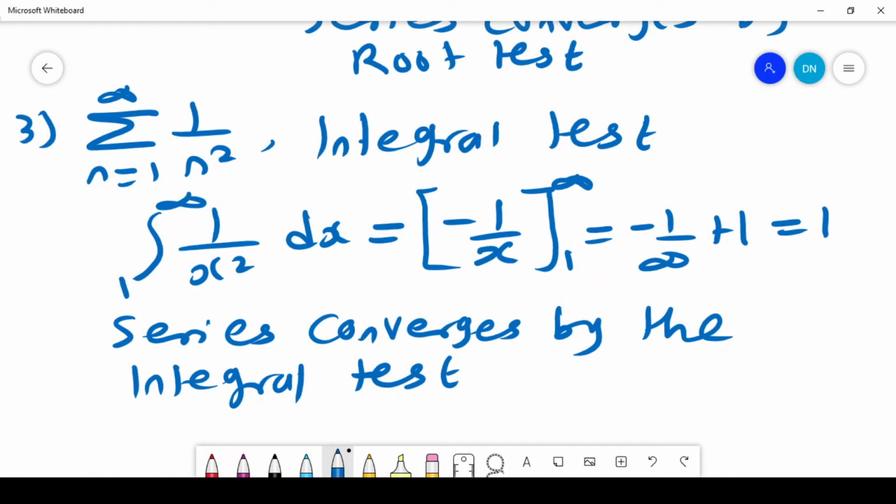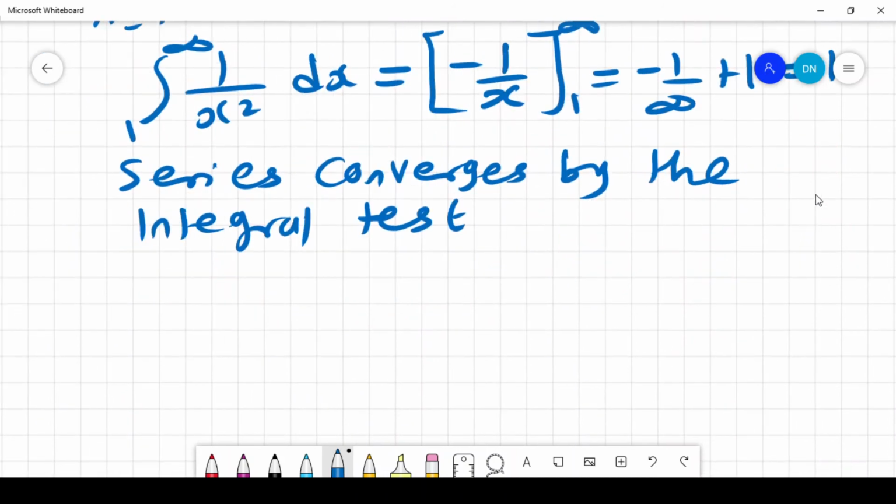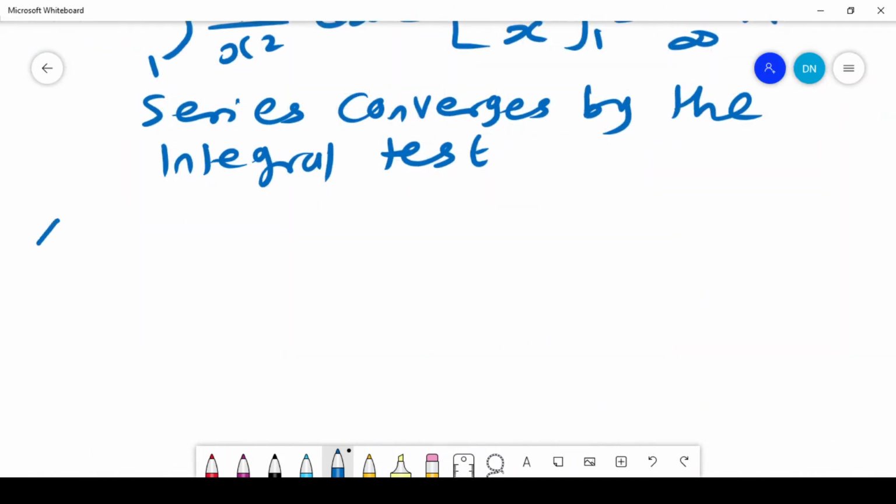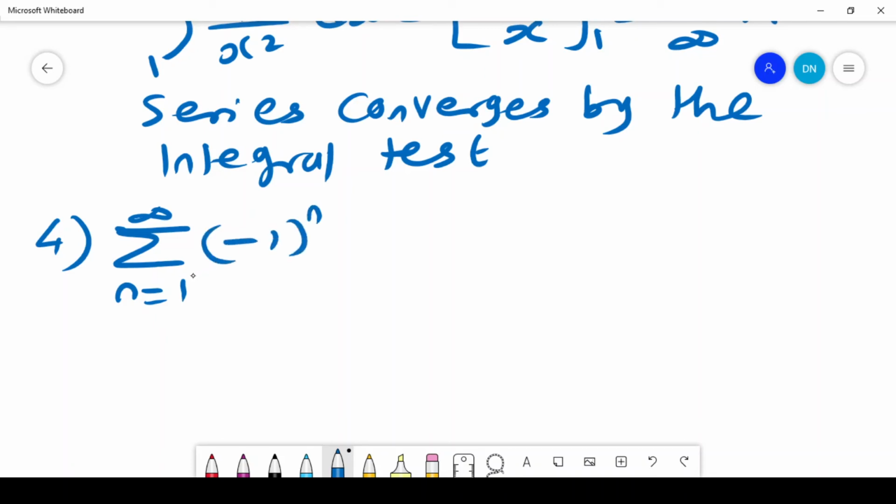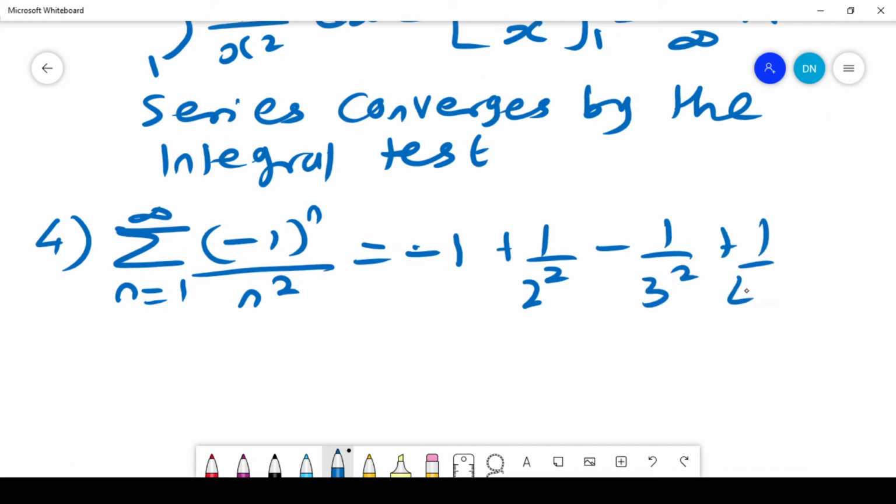We can look at even alternating series. We can look at the last example, number 4. I want to see if it is alternating. How would we approach it? For example, negative 1 raised to power n all over n squared. We have seen 1 over n squared converges. What about this? Remember, this would look something like this: negative 1, then plus 1 over 2 squared, minus 1 over 3 squared, plus 1 over 4 squared, and the list goes on. This is what we refer to as an alternating series.